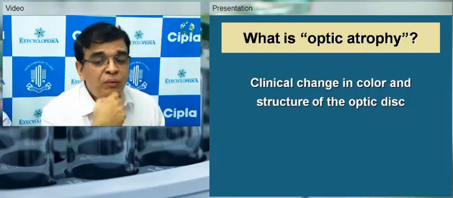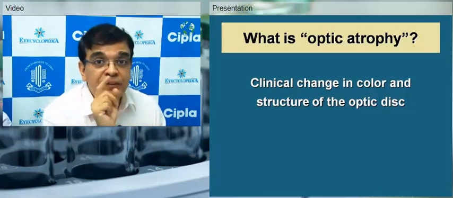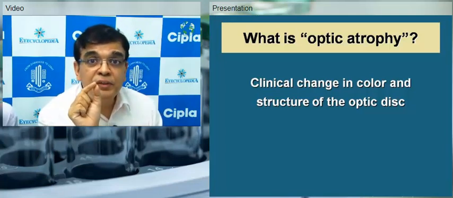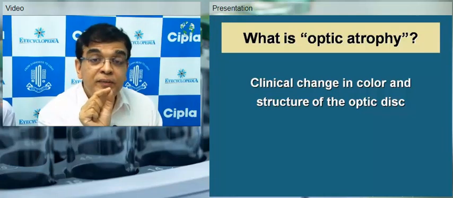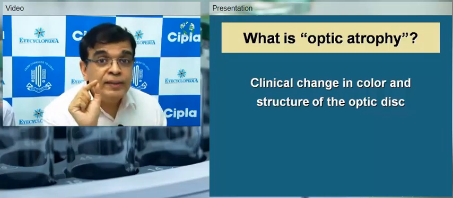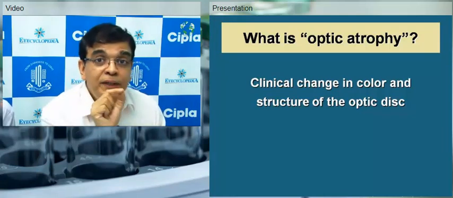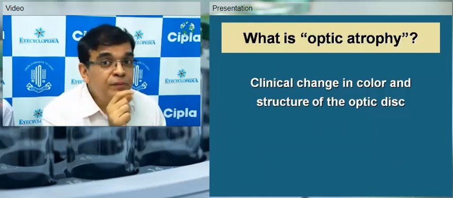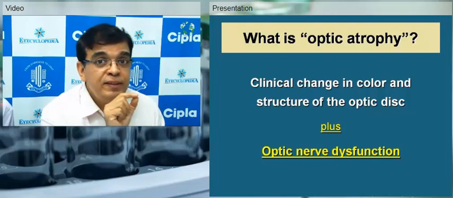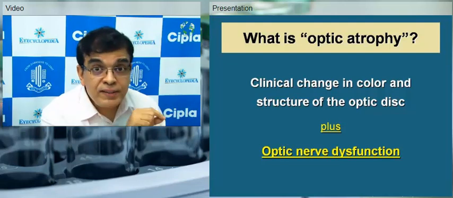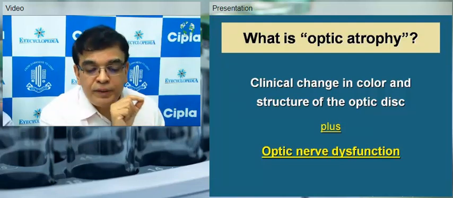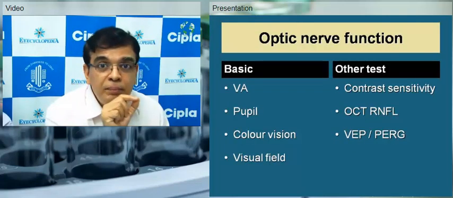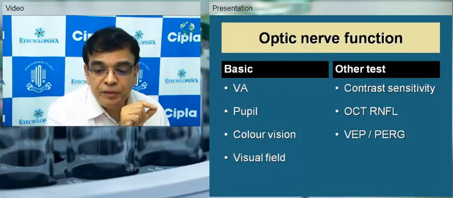So what is finally optic atrophy? Now this is a word. In the previous talk, we used the term papilledema to refer to disc swellings due to raised ICP. So when someone tells me, I have a patient with optic atrophy, I'm going to assume that you're telling me that you have a patient whose disc has become pale, plus there are signs of optic nerve dysfunction. The disc is not functioning well, and that's an important point to make here.